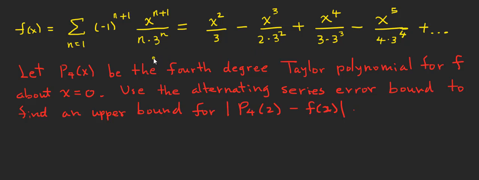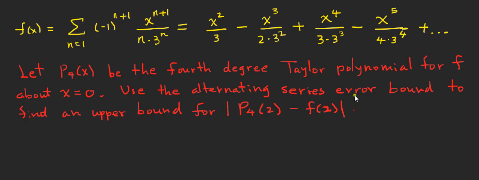In this video, we're going to continue to talk about alternating series error bound. Let's say we have f of x is represented by this power series. And notice this is an alternating series. Let p sub 4 of x be the fourth degree Taylor polynomial for f about x equals 0. That means the center is at 0.